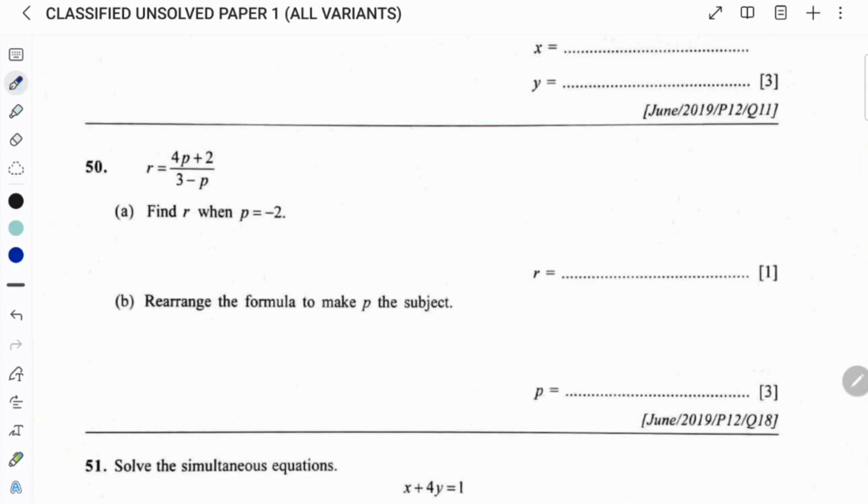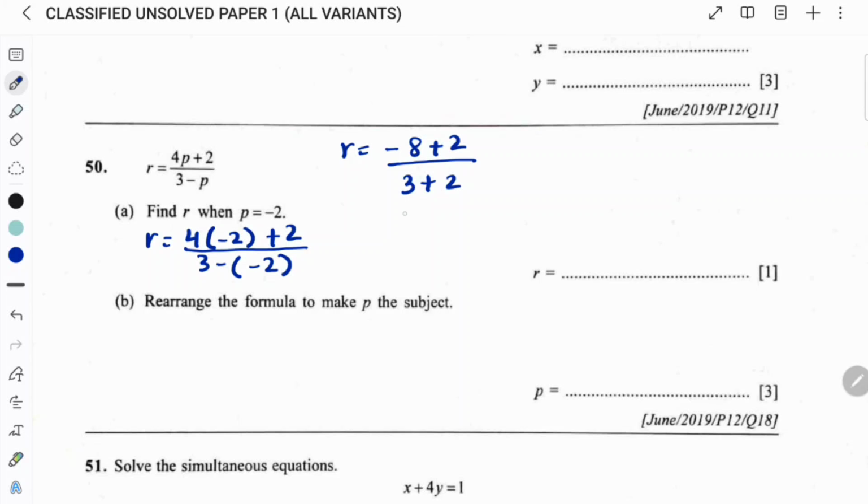Alright, question number 50. R is equals to 4p plus 2 upon 3 minus p. Substitute. R is equals to 4 times minus 2 plus 2. In place of p, I am substituting minus 2. 3 minus and then minus 2. So that will become 4 times minus 2 is minus 8 plus 2 upon 3 plus 2. So minus 2 plus 8 is minus 6 over 5, or minus 1 whole 1 upon 5. Okay, rearrange the formula to make p the subject.